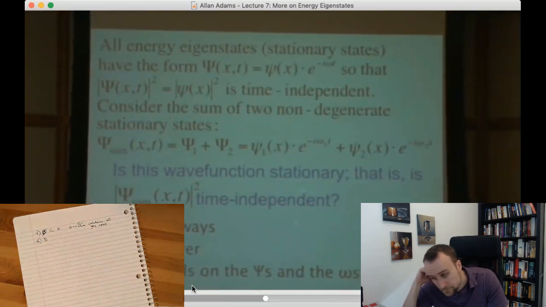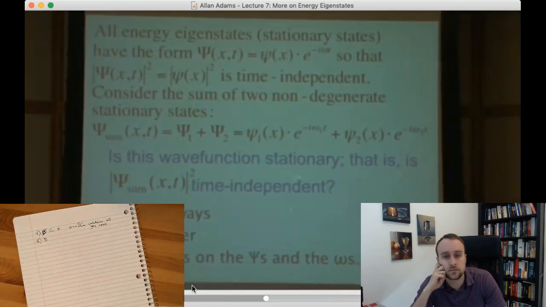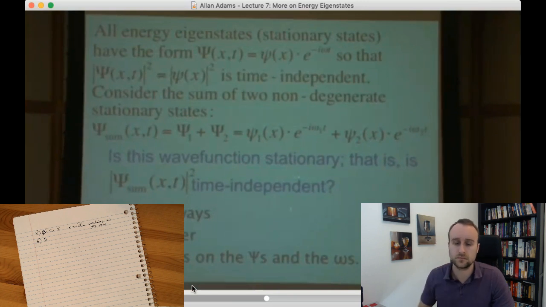So right now we're normalizing. Okay, all stationary states or all energy eigenstates have the form spatial dependence, the energy eigenfunction, times a time phase, so that the norm squared is time independent. Consider the sum of two non-degenerate energy eigenstates, psi 1 and psi 2. Non-degenerate means they have different energies. Is the wave function stationary? Is the probability distribution time independent or is it time dependent?